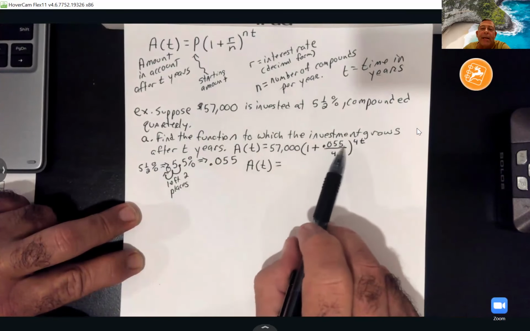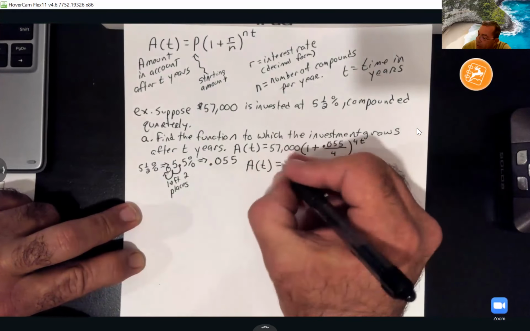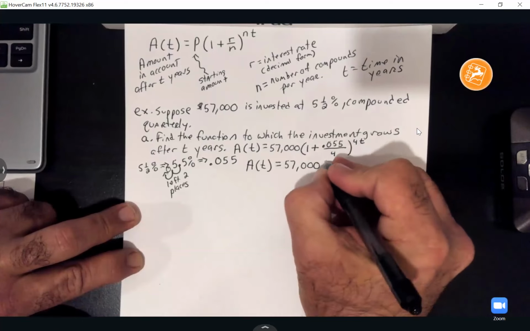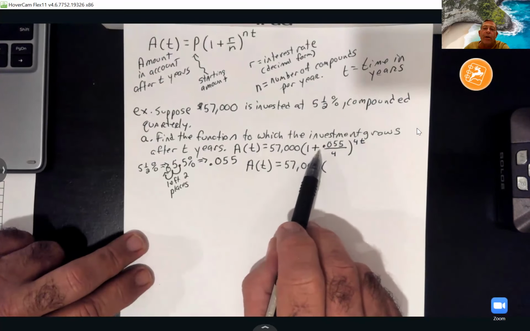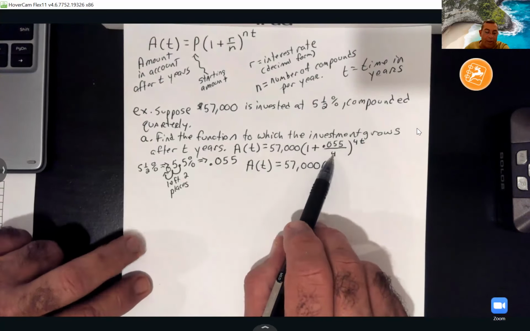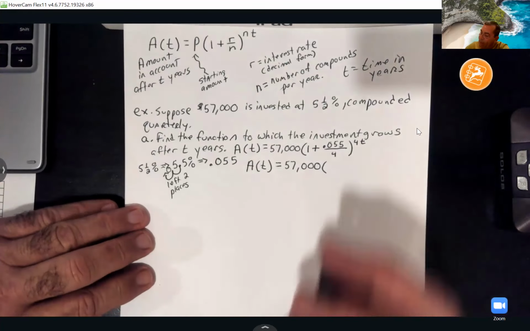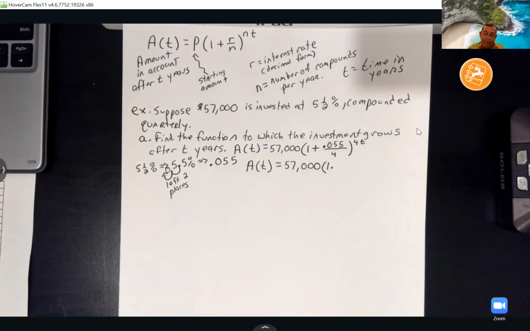MATLAB will only take it if we simplify this part right in here. So y'all, let's bring down our 57,000. All right, one of y'all figure what that equals. On your calculator, punch in 1 plus 0.055 divided by 4 and see what we get. Y'all should get a 1 point something something.